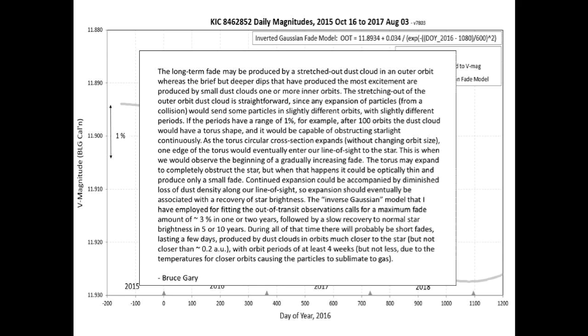During all that time, there will probably be short fades lasting a few days, produced by dust clouds in orbits much closer to the star, but not closer than approximately 0.2 astronomical units, with orbit periods of at least 4 weeks, but not less, due to the temperatures for closer orbits causing the particles to sublimate to gas."